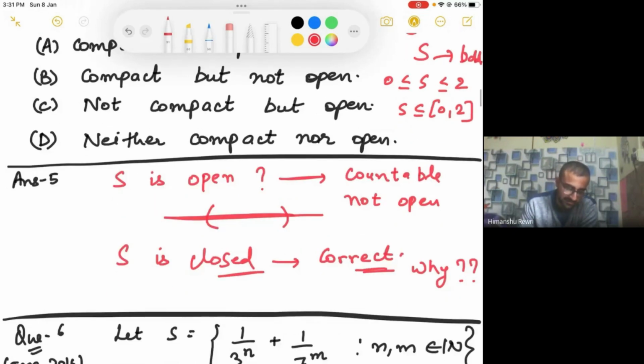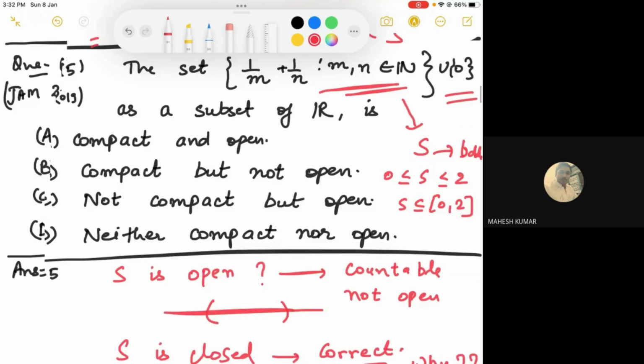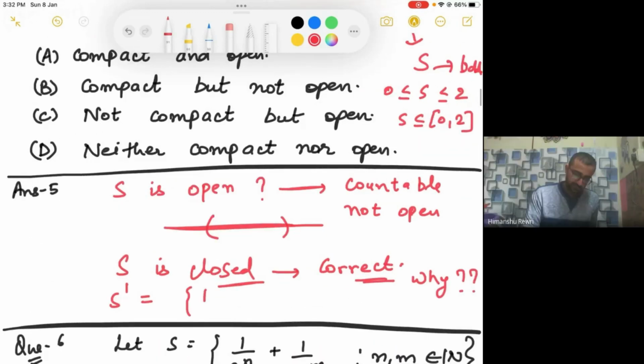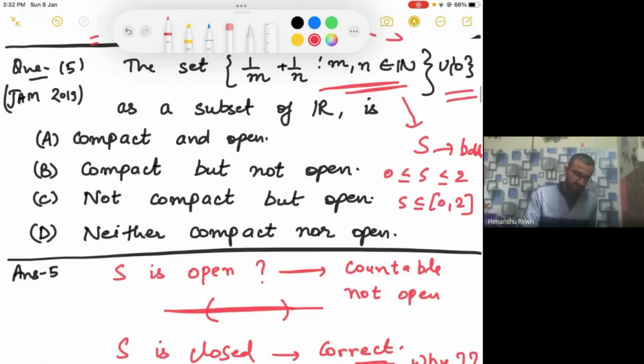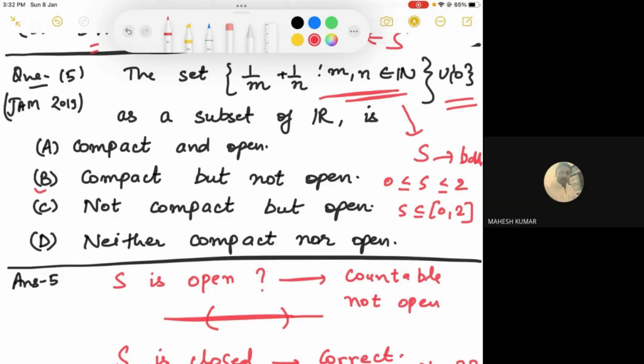What is S dash? The set of all limit points. 1 by n union 0. Yes. So the correct option for this question number 5 is B.